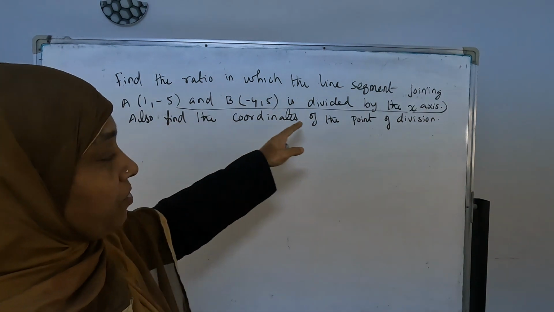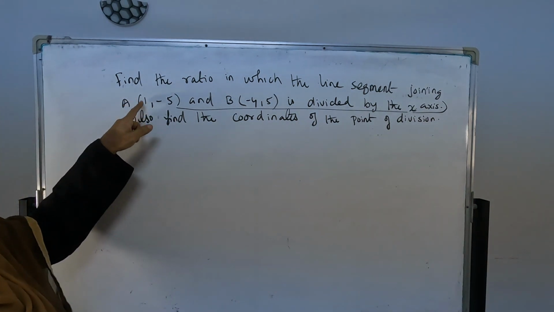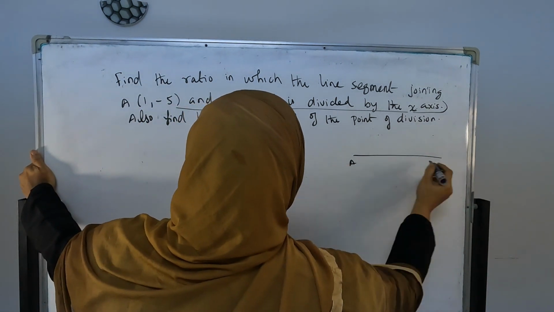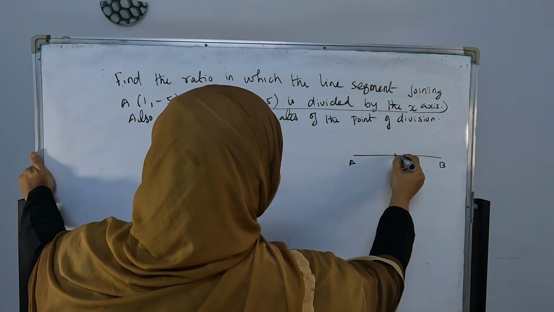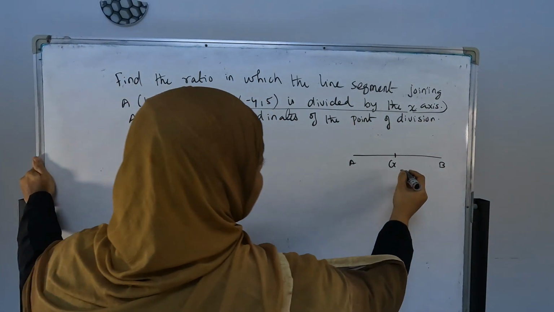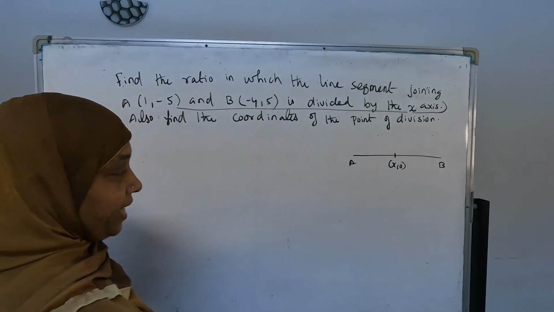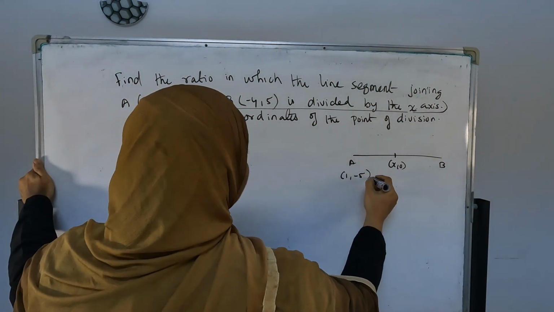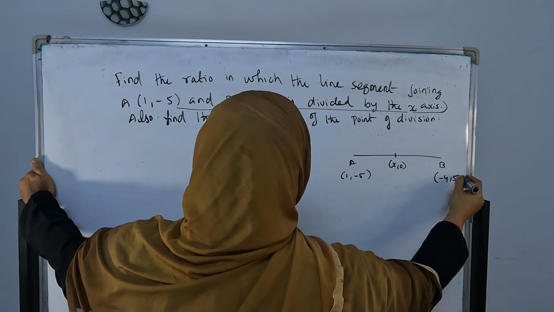Okay. Now we come to the normal sum. Here the A and B values they have given. It is divided by the x-axis. X-axis means we have to write x comma 0. The coordinate x comma 0 we have to fix, and here 1 comma -5 and -4 comma 5.